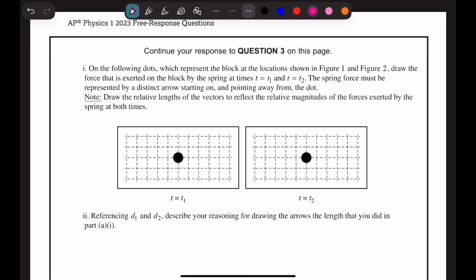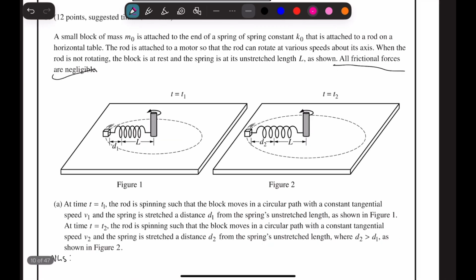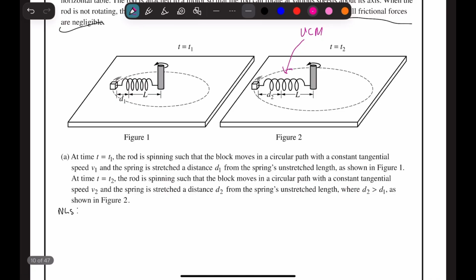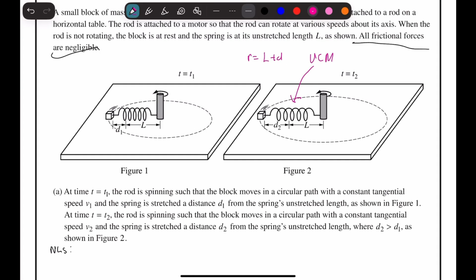Okay, so what we had was a block of mass m initial that was attached to a spring with spring constant k initial, and the spring is attached to a rod rotating on a horizontal table, right? We have no friction, and when it's rotating, we know the block is going to be moving in uniform circular motion, and the spring stretches a distance d, and the radius of the circle is going to equal L plus d.